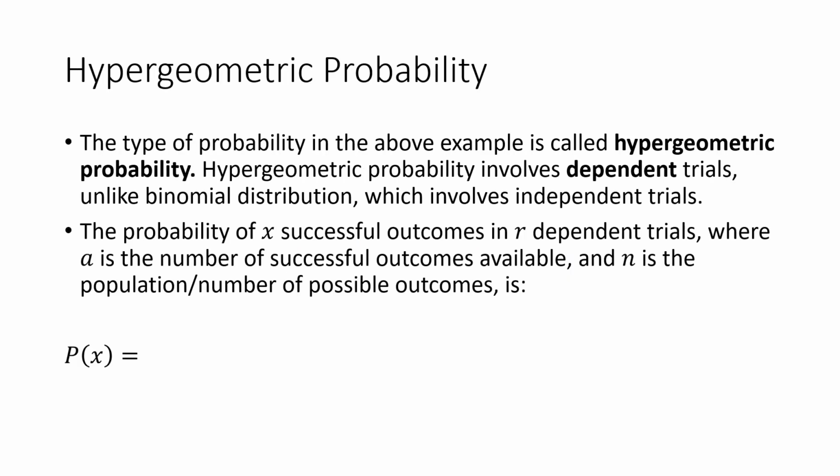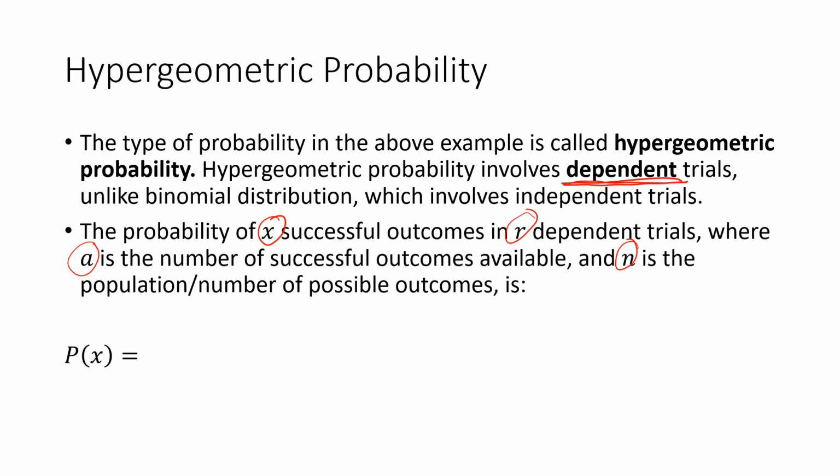This type of example that we just did was an example of a hypergeometric probability. So the key difference between this and the binomial distribution is that we have dependent trials. Now let's break down the parameters. If we have X successful outcomes in R dependent trials, A is the number of successful outcomes available, and N is the population, or number of possible outcomes in general, rather.